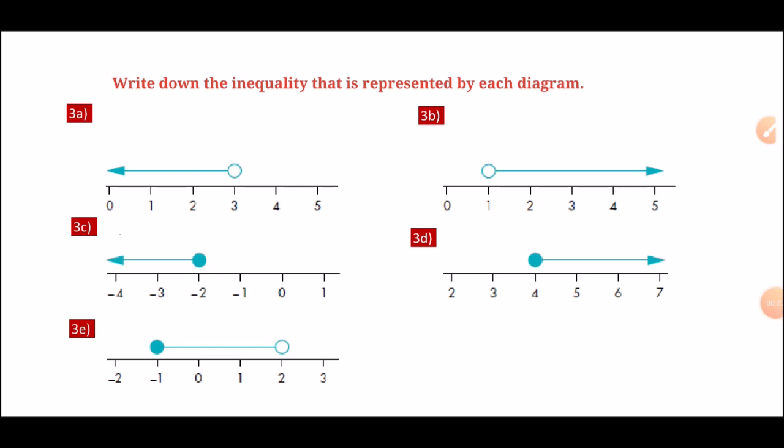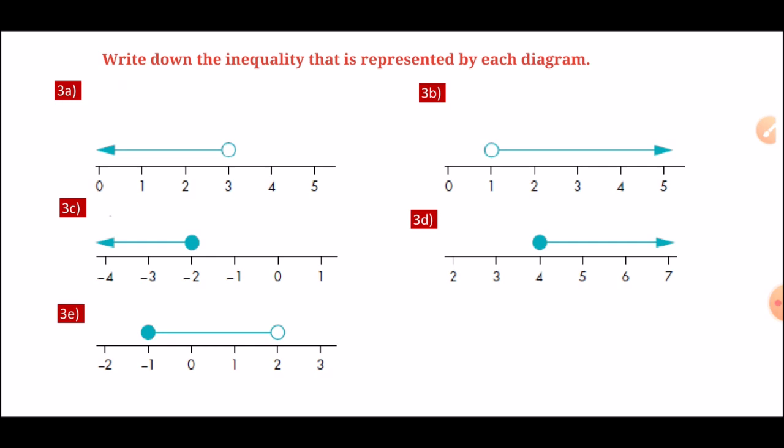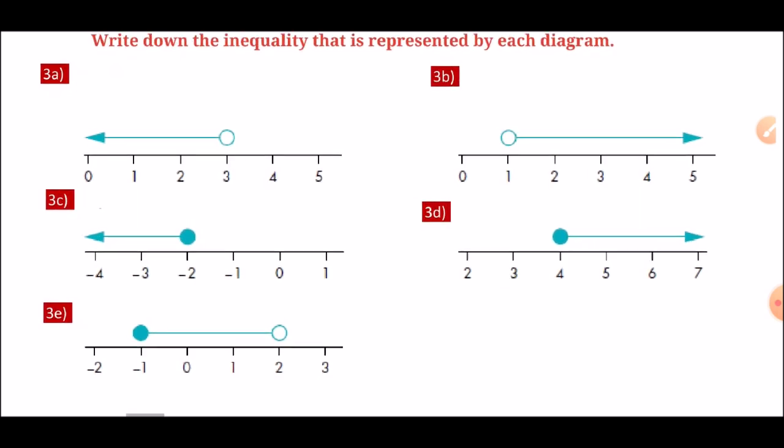So I would like you to try question 3 on your own first, and then we'll go through the answers together in a bit. So question 3, A, B, C, D and E. There's 5 questions that I'd like you to try. I'll make it a bit bigger. So it says here, write down the inequality that is represented by each diagram. So what is the inequality that's represented by each diagram?